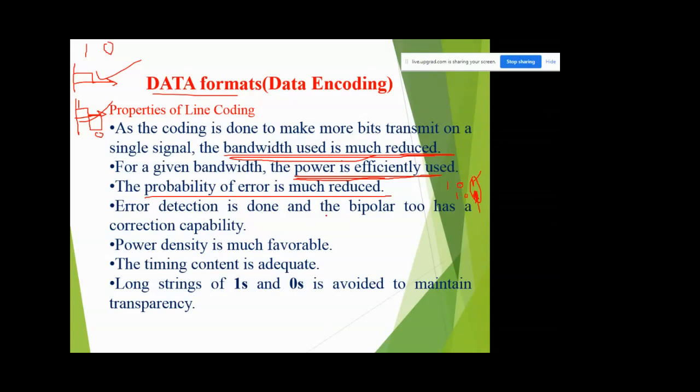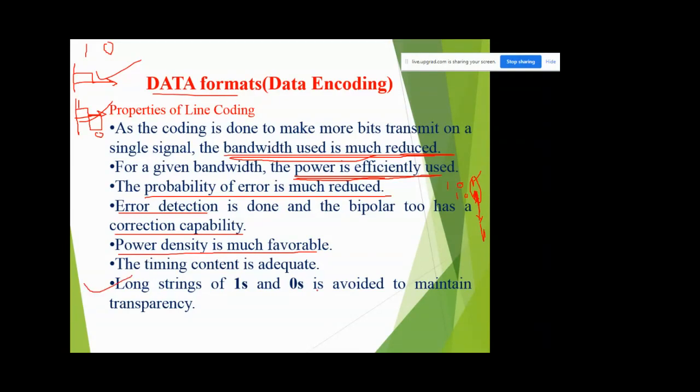Error detection is done, and bipolar has correction capability. Error detection means, as I said here, instead of 1, if you are receiving 0, that 0 again we will correct as a 1. So that is the correction capability. Power density is much favorable. We will see later what exactly power density is. The timing content is adequate, and this is very important.